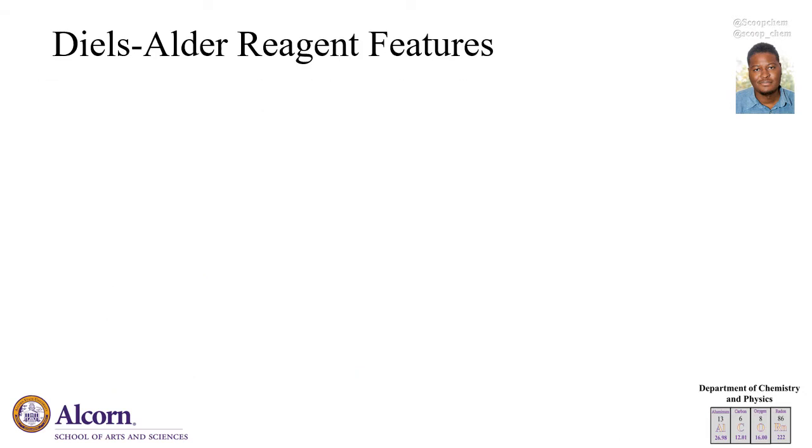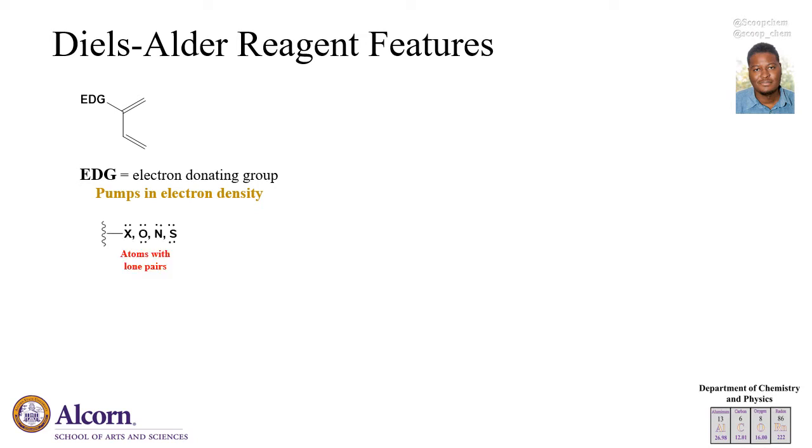All right, let's study features of Diels Alder reagents. The diene prefers to have electron donating groups. We're going to classify electron donating groups with the letters EDG. These are atoms or functional groups that pump in electron density. Atoms that have lone pairs are electron donating groups, as well as other carbons. Carbon doesn't mind sharing electrons with other carbons. What's important to consider is the location of where we place the EDG.